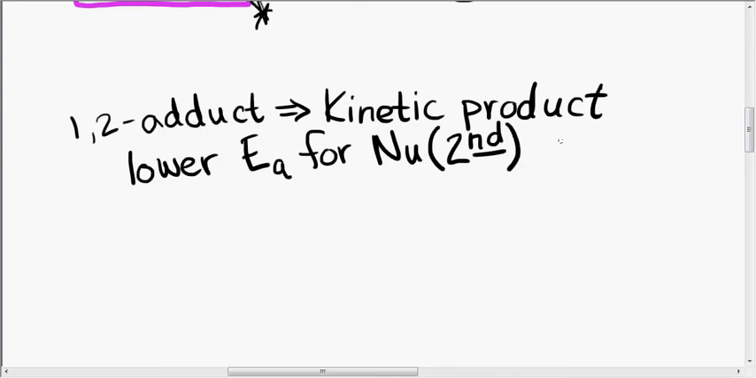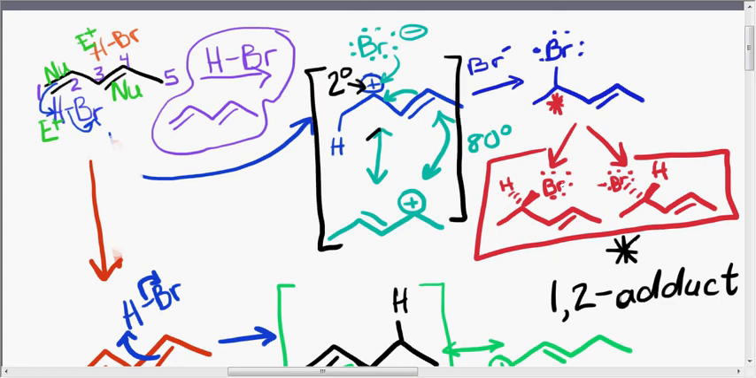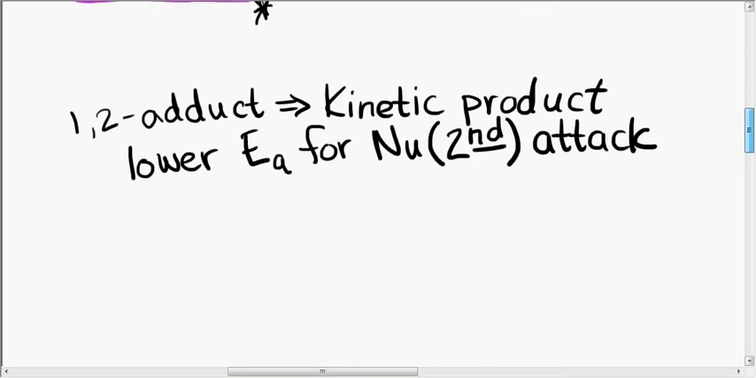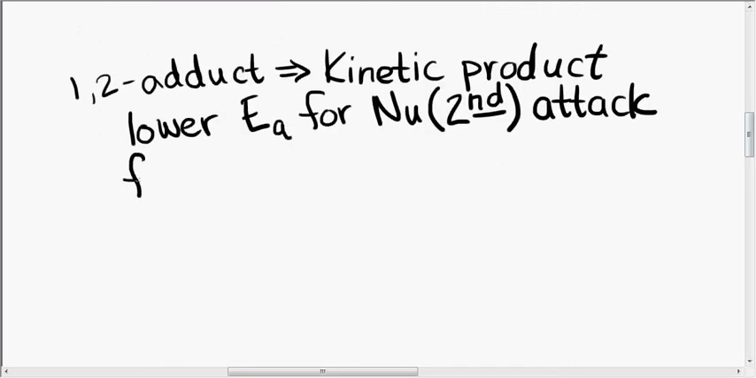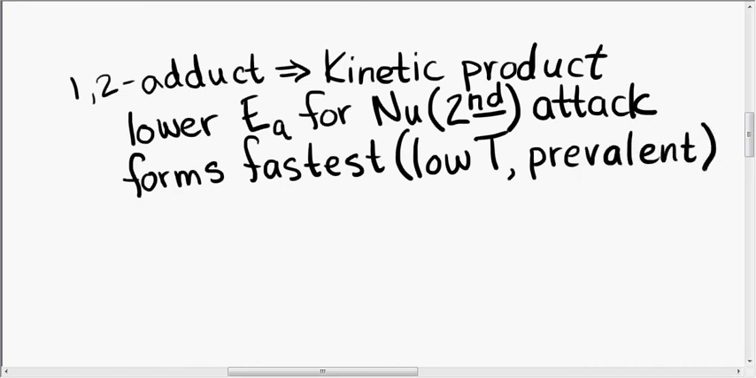So here it would be the Br. And let's just go back up for a moment here and see that. Here you formed a secondary carbocation, right? That's a secondary carbocation. No matter how you drew it, it came out with the same thing, so it was resonance stabilized. So this is indeed going to be an awesome product that's going to form first. It forms fastest. So that means at low temperatures, it will be prevalent. How prevalent? Depends on your other conditions, but usually pretty prevalent.